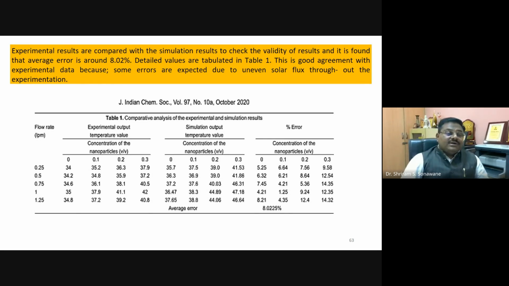Because of that, that error may be caused. And throughout the experimentation, if you see flow rate wise, the experimental output temperature depends upon the concentration of nanoparticles, which enhances it too much. Next slide.